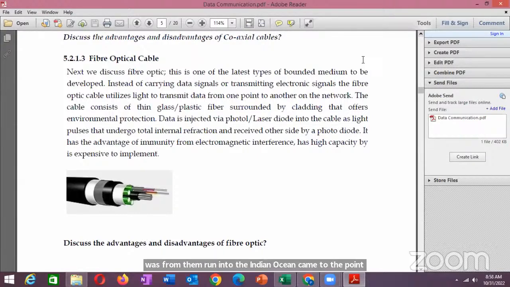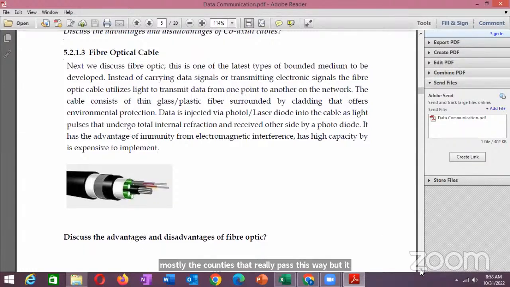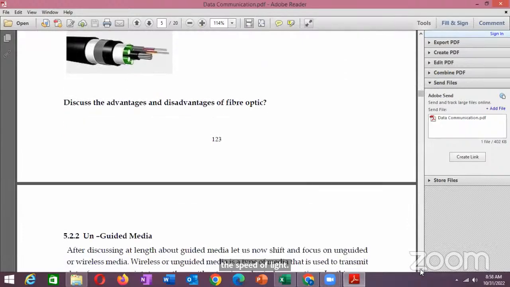I think another point is in South Africa, and it comes all the way. Even at Kibabi here, we have fiber optic just passing outside the gate, and mostly in the counties, they have really passed this fiber everywhere. It's the fastest media because it transmits data at the speed of light. I think 5G will really require this.